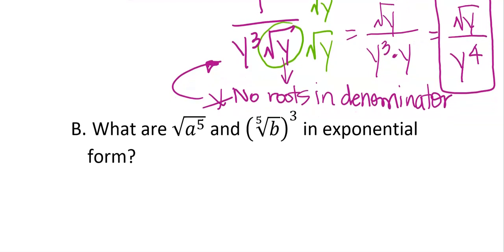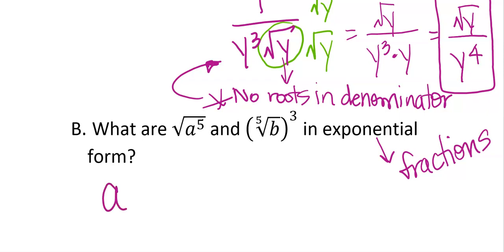Okay, so this time they want us to take it from a radical form to a fractional form. So when it says exponential form, it just means fractions. Okay, so which number's on the inside, which number's on the outside? Okay, and remember it's not a 1 on the outside, it's a 2. So it's 5 over 2. And that's all you can do there. You're just changing it into an exponent because that's what they want.